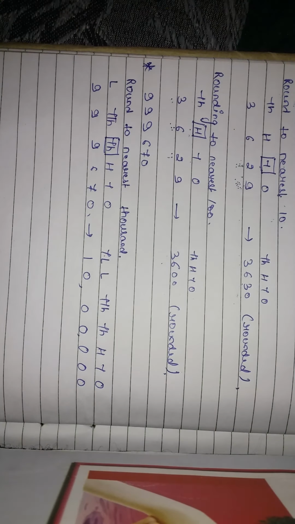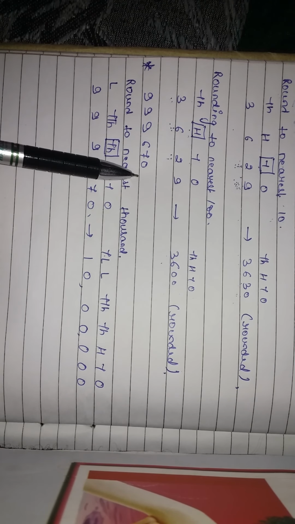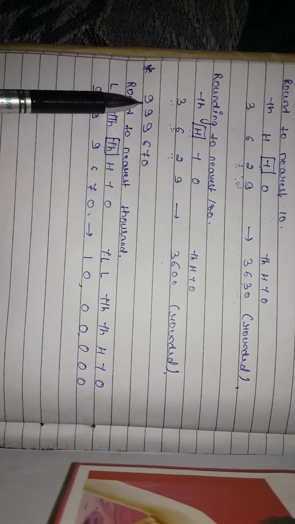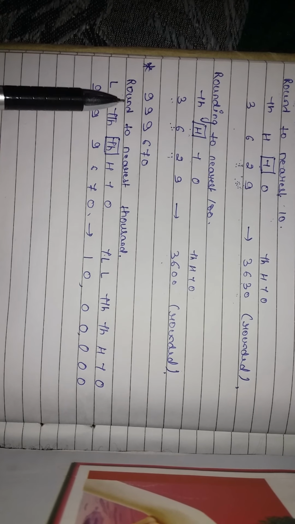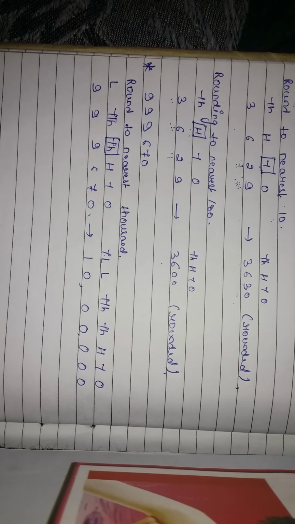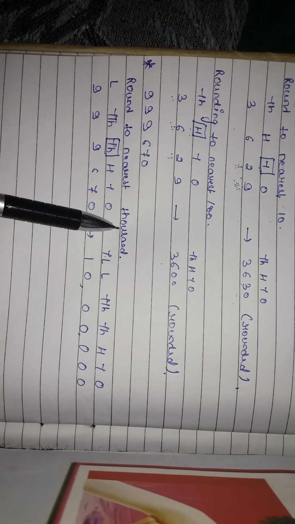Now there is one more question that I have done for you. It is 999,670. So in terms of place value, if I talk about, then it's going to be your 9,99,670, right? Now the question is round to nearest thousand. You have to round this number to your nearest thousand. So the first step is to identify the rounding place. So rounding place is your 1000 because you have to round to the nearest thousand.